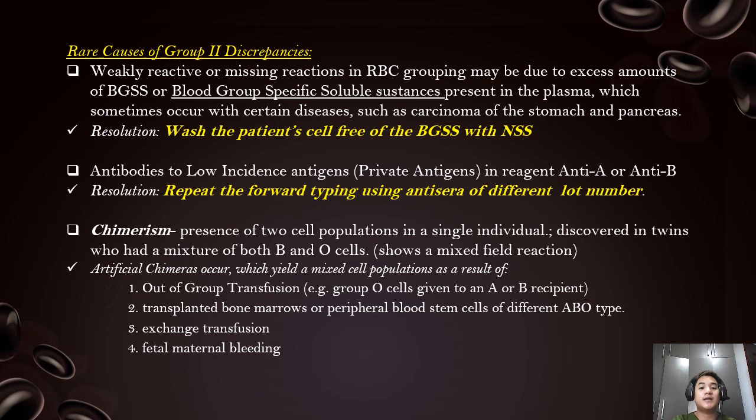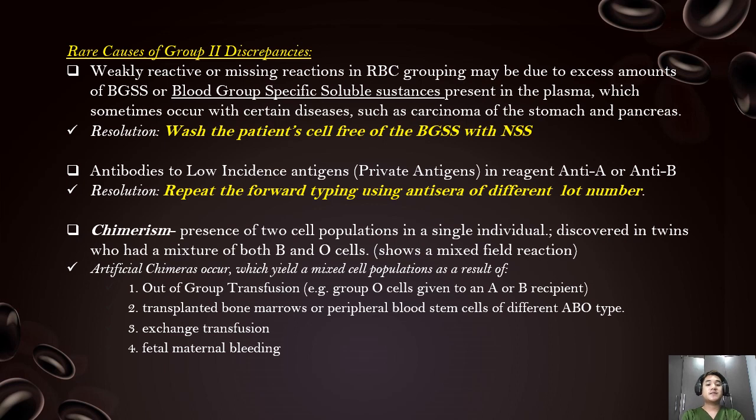Okay, these twins demonstrate two cell groups, which are both O groups and B groups, instead of the supposed B or O group only. The resulting pattern of agglutination is a mixed field reaction. This actually happens during the gestational period, where both twins undergo in utero exchange of blood via vascular anastomosis, which results in the merging of two cell populations. We categorize chimerism into two categories: true chimerism and artificial chimerism.